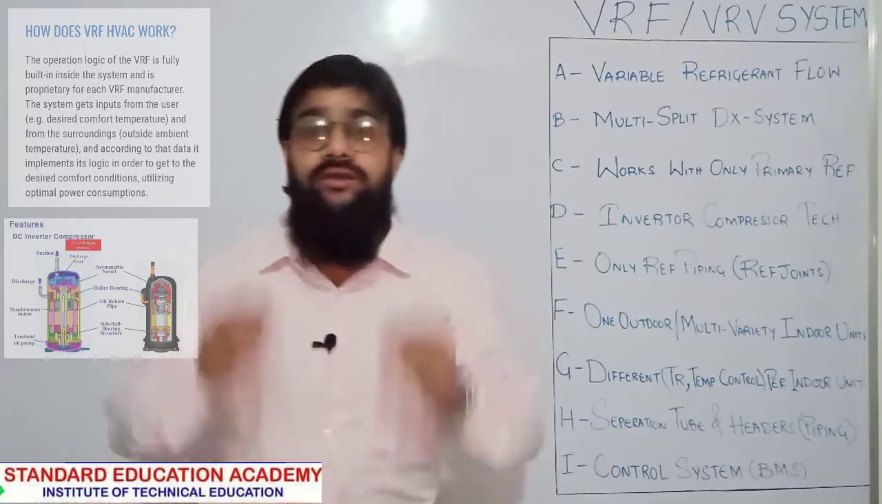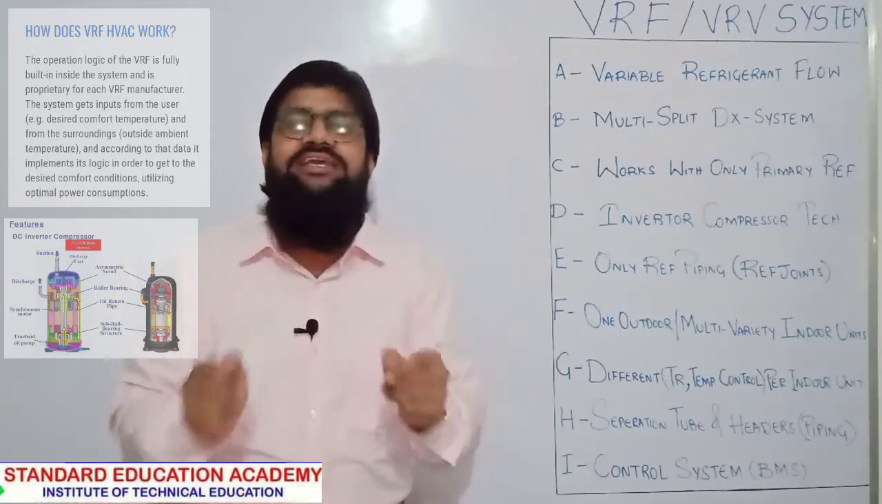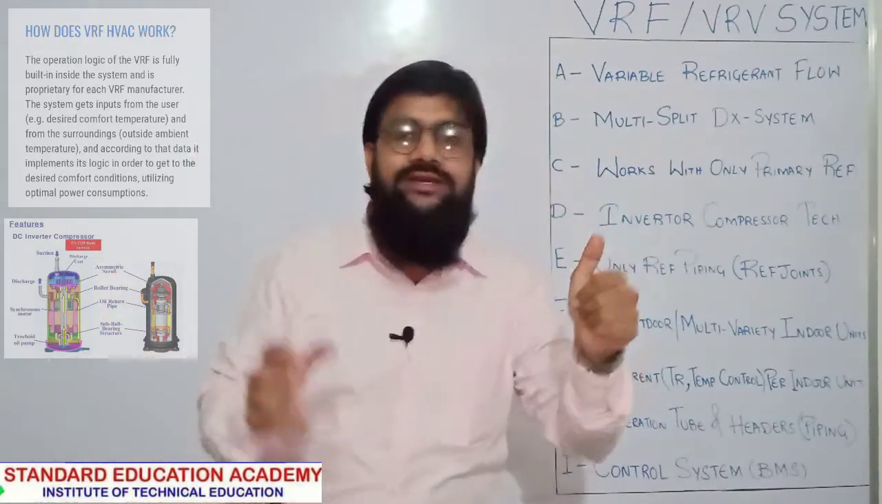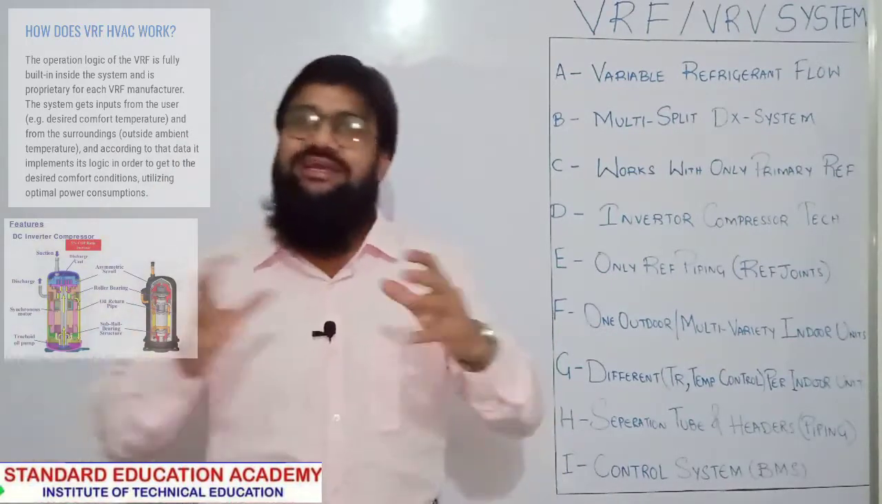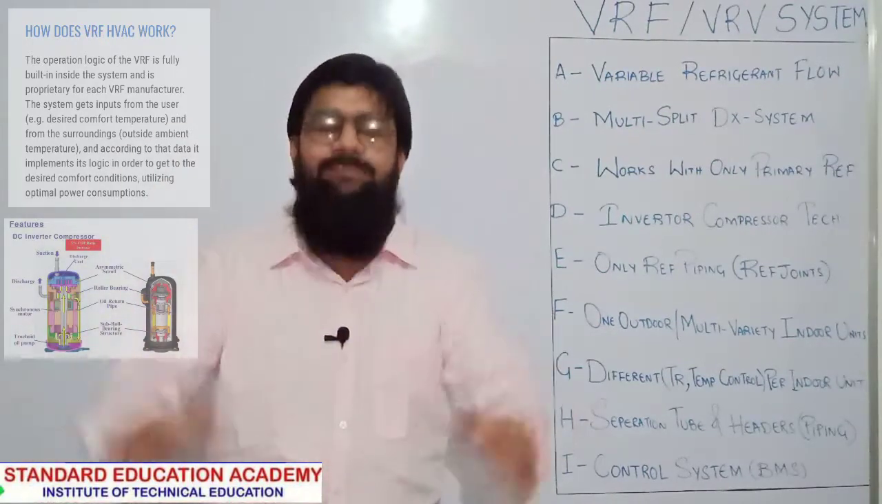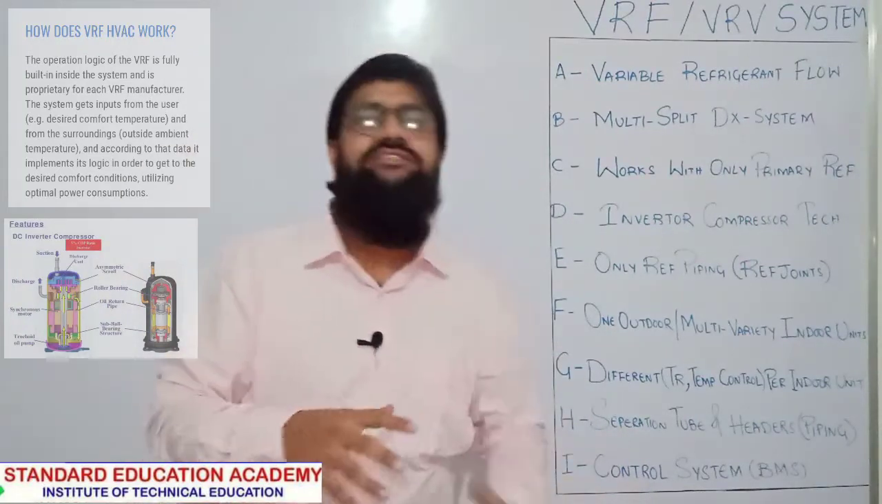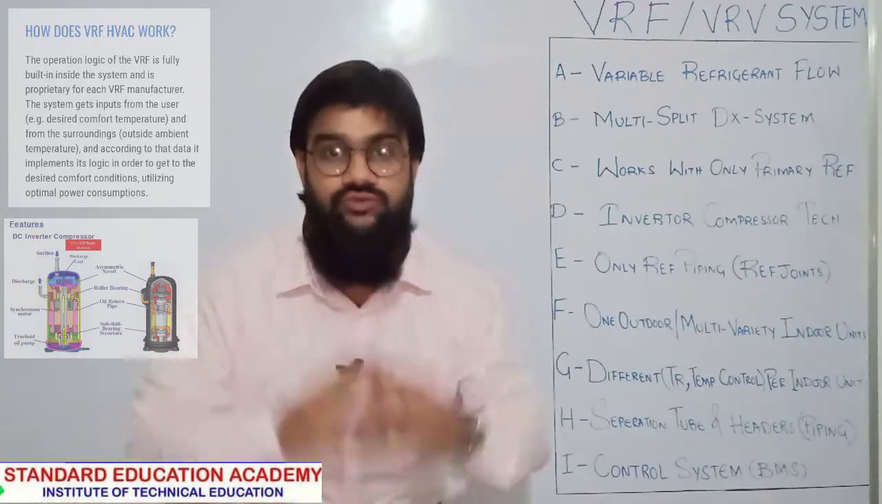Then, B point, multi-split DX system. Here our VRV system is a multi-split system. What does multi-split mean? One outdoor unit and multiple indoor units of different varieties. It can be ceiling mounted, floor mounted, wall mounted. It can be a cassette AC. Any number of types are there in IDUs, indoor units.